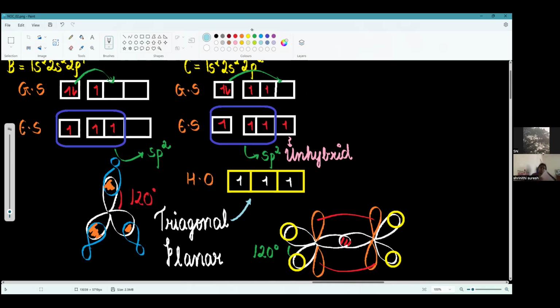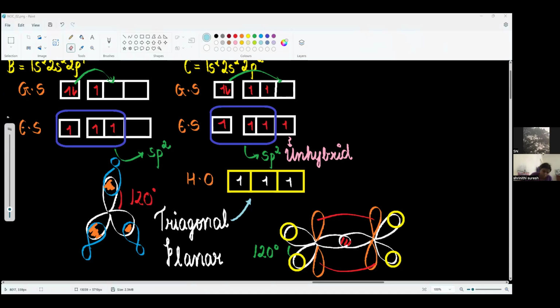Just remember this: wherever there is a double bond of carbon, wherever a carbon has one double bond, its hybridization will be sp2. If you remember this shortcut, you don't have to do this entire working. If there is a double bond in carbon, and that carbon has only one double bond, then by default the hybridization will be sp2 only.